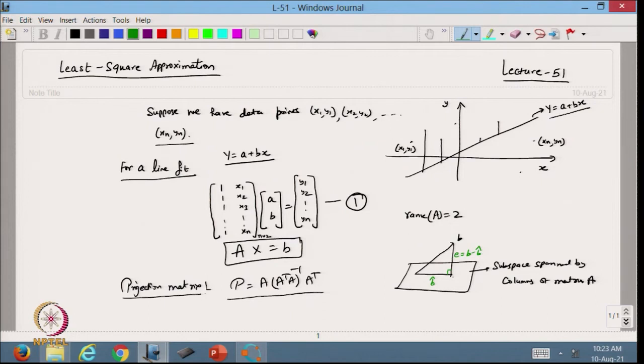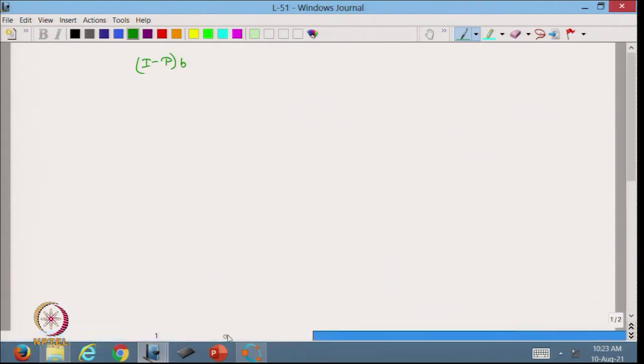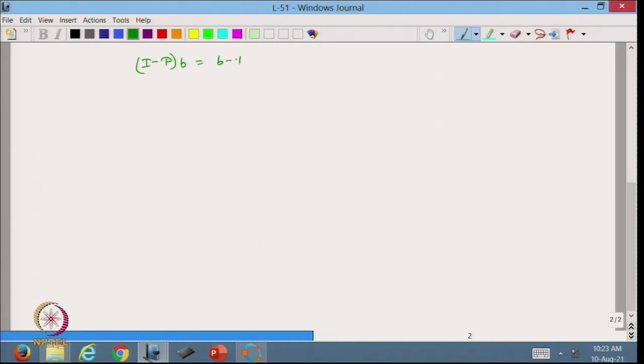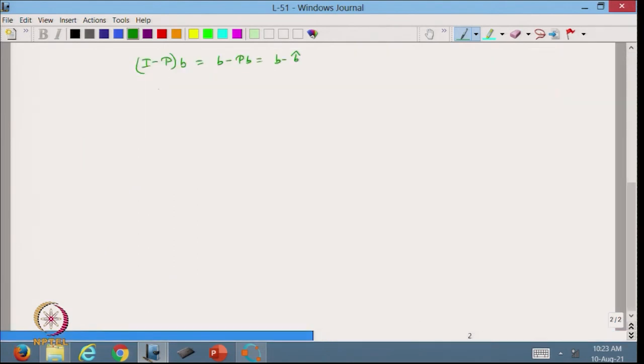We have seen that if I apply the projection matrix P on b, I get b hat. Now I want to see what happens if I take I minus P and apply it on the vector b. Then I can write that as b minus Pb, which is b minus b hat. So from here I can say that I minus P is also a projection.